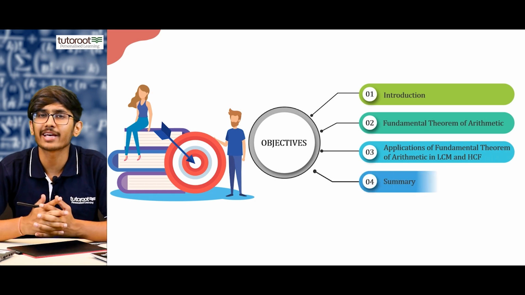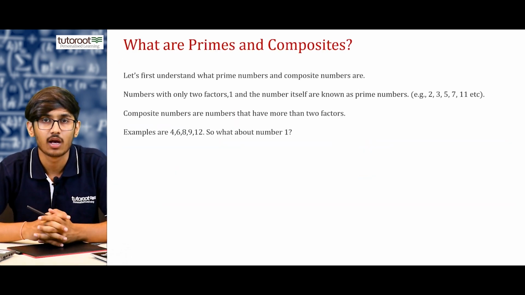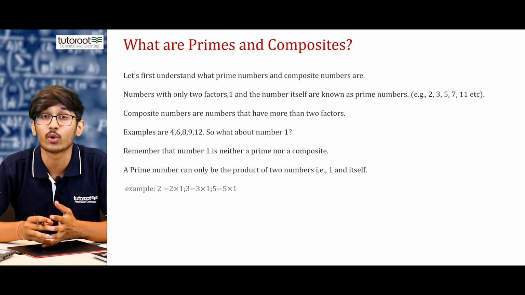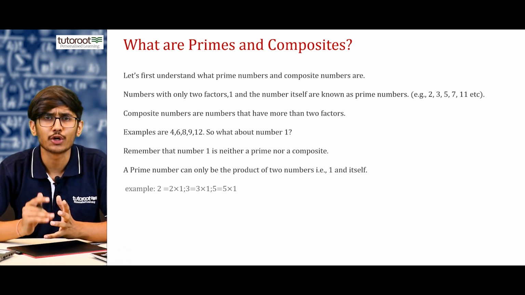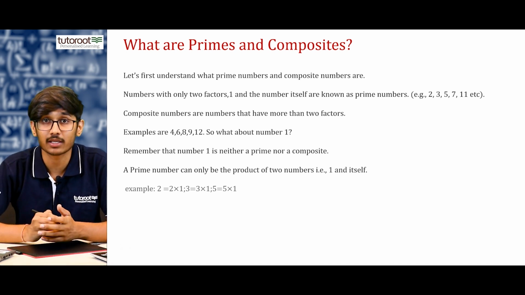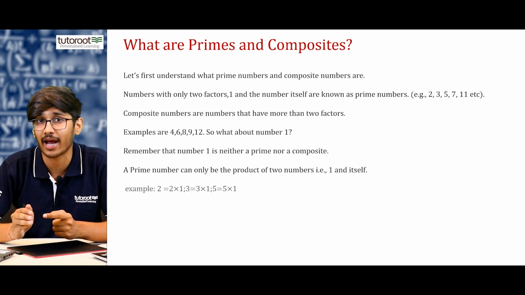So what are primes and composites? Let's first understand what primes and composites are. Numbers with only two factors, that is 1 and the number itself, are known as prime numbers. Examples: 2, 3, 5, 7, 11, etc. Composite numbers are numbers that have more than two factors. Examples are 4, 6, 8, 9, 12.